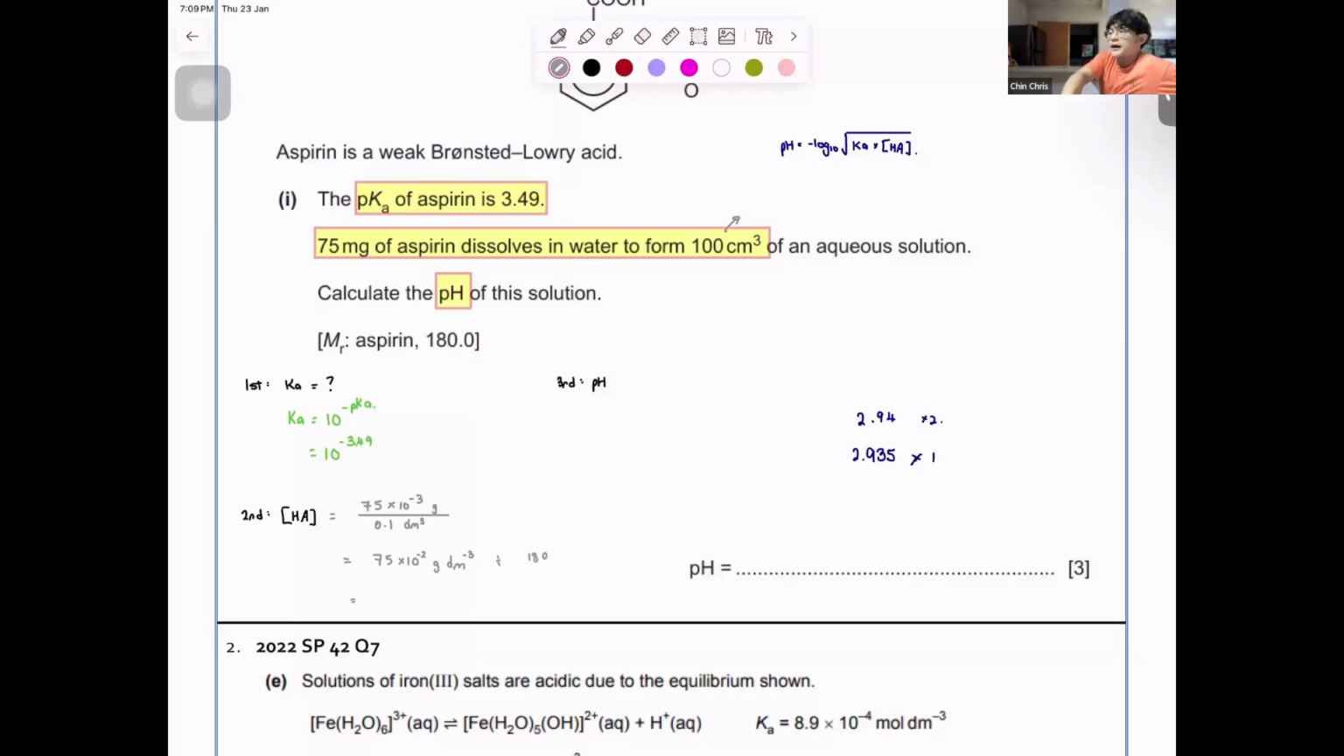Never mind, let me get my calculator. Where's my bag? Oh, it's underneath the table. Okay. It's going to be 0.417, right?